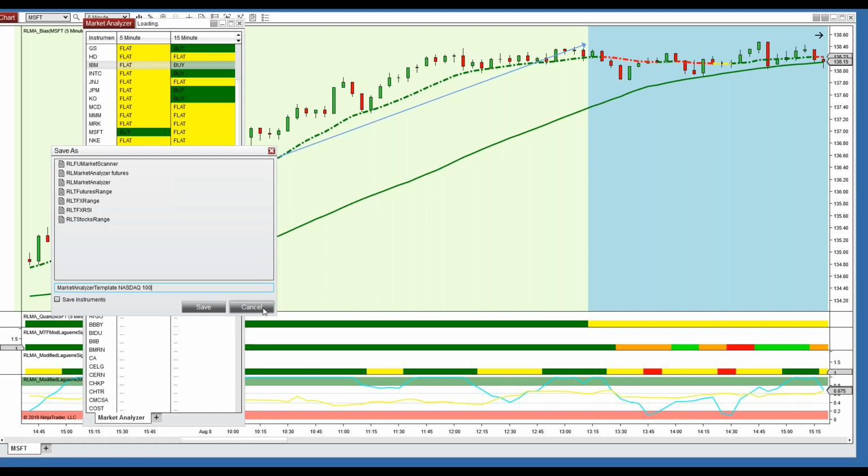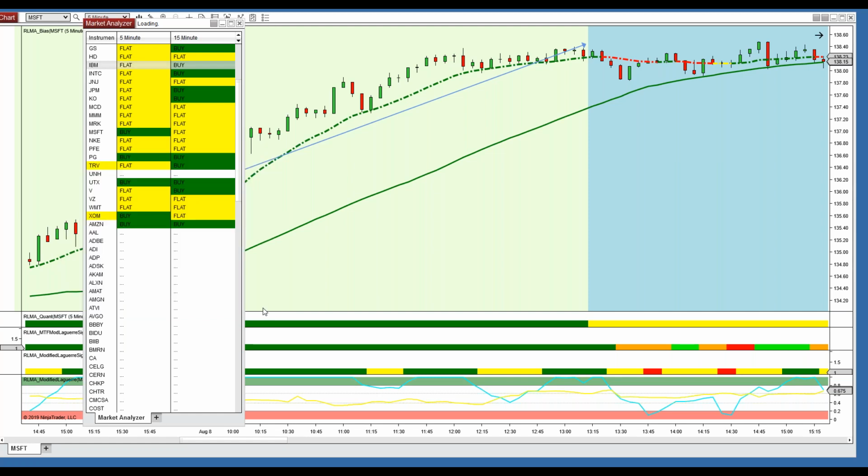So I'm going to cancel out the save because it's still loading all the data. It's going to take a while because it's loading multiple parameters on multiple time frames, on multiple instruments, but eventually they will all come in.